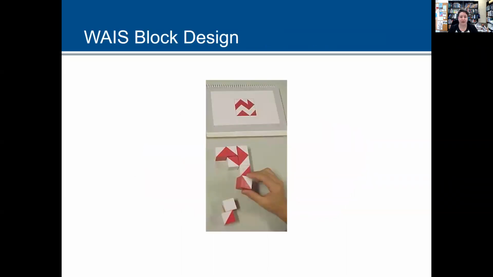So there is the WAIS block design. This is a task where you actually physically have some blocks that you use, and the participants have to reconstruct a diagram that's placed in front of them. So this gives it a lot of ability to think on the fly, things along those lines.